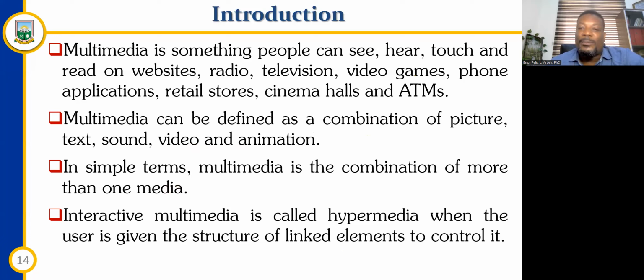So from the definition and from what was also explained, multi has got to do with more, so many, not one. So media, which in our case could be picture, could be text, could be sound, could be video, could be audio. So just like movies that we do see, somebody will say a movie can be described as a series of pictures arranged in a sequential order with an overlay of voice.